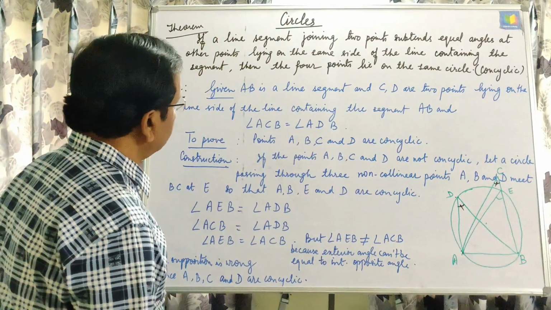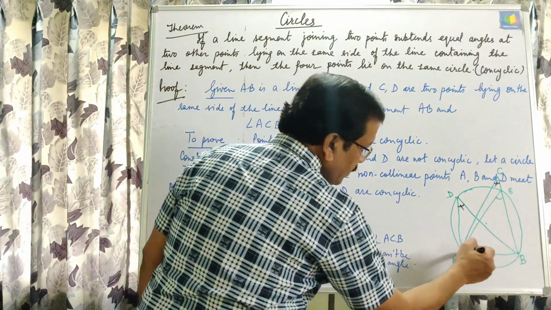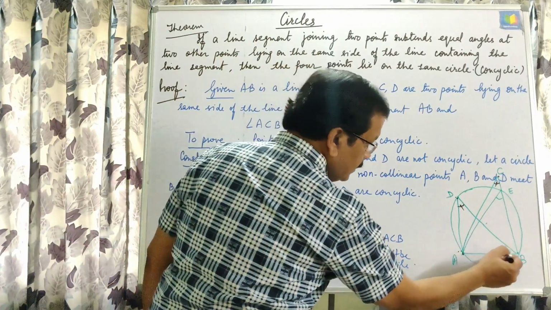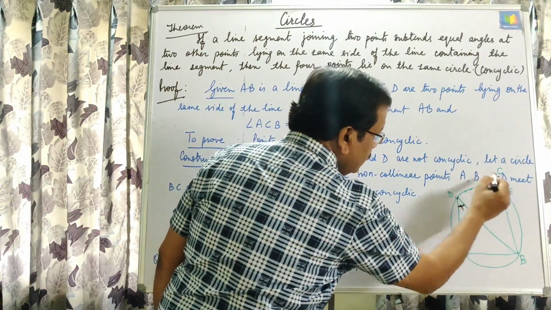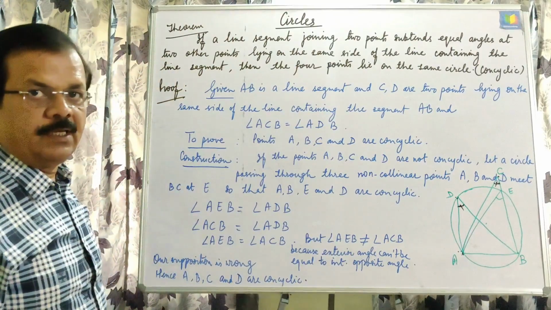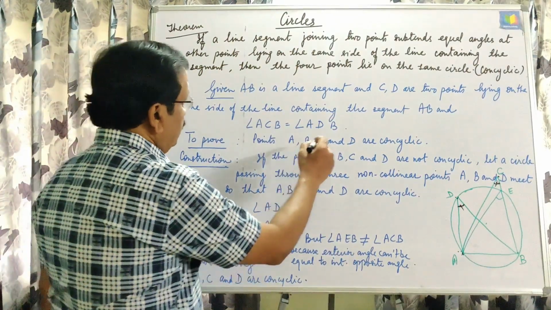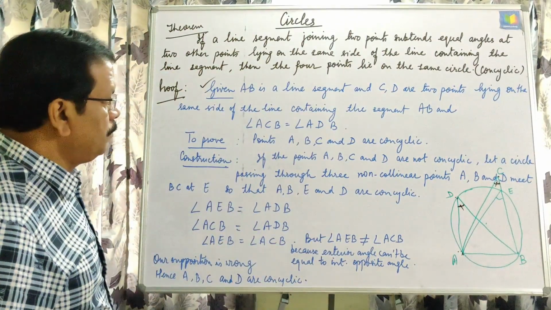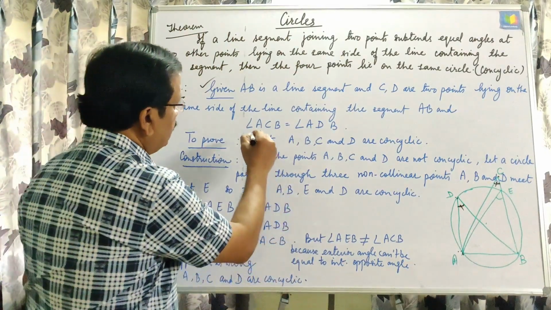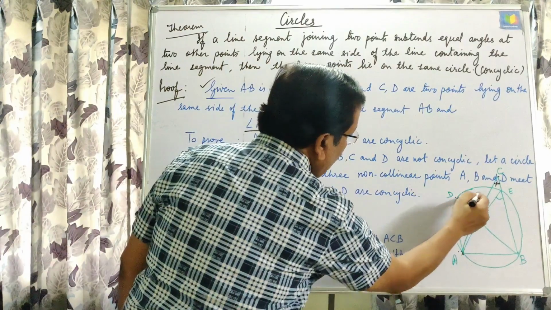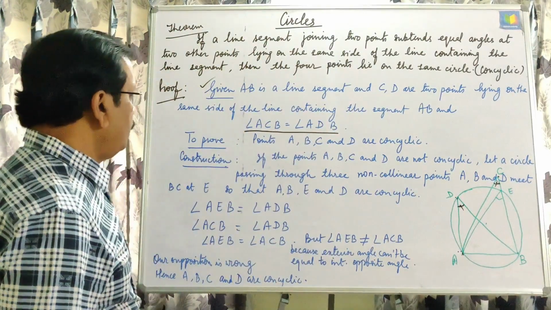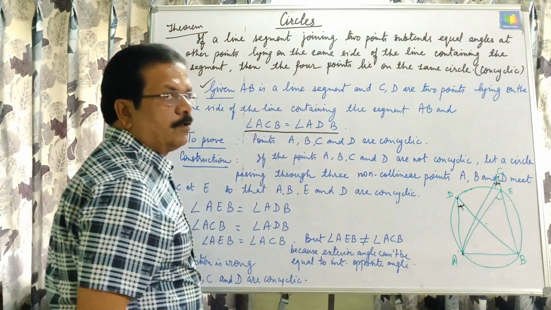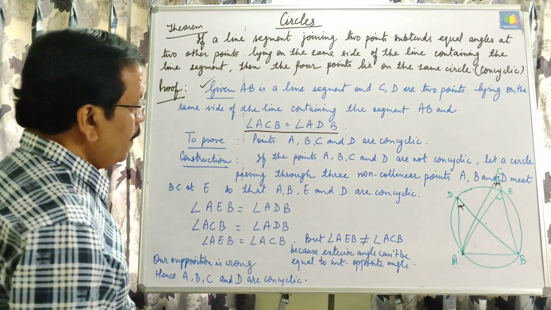Now you can see here the line segment is given, and these 2 points on the same side are given, and it is given that this line makes equal angles at these 2 points, means these two angles are equal. Okay, now in this you must write the given and the construction, because this is a very important part of this. We are given that angle ACB is equal to angle ADB, and now we will suppose here that ABCD are not concyclic.